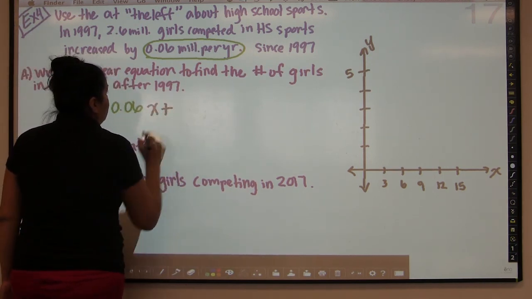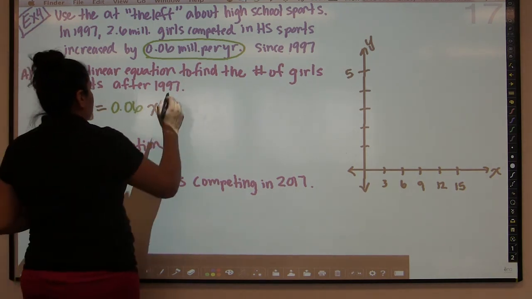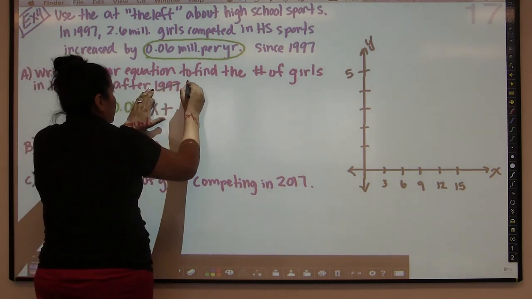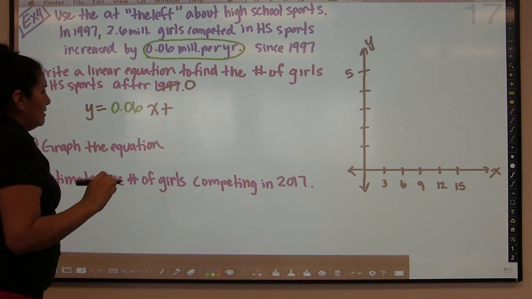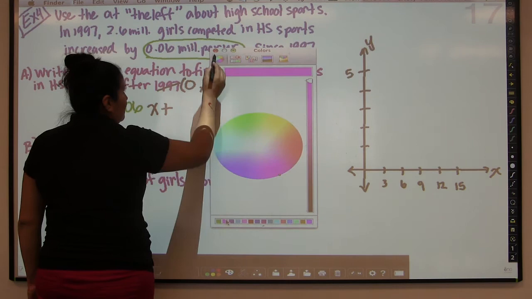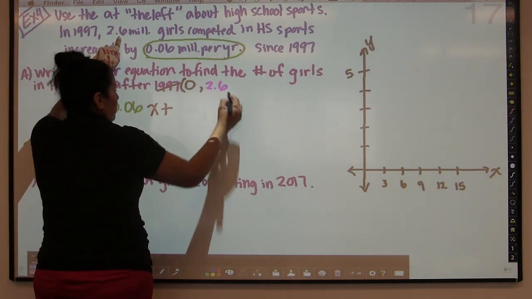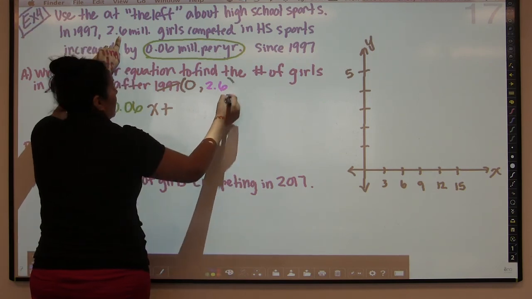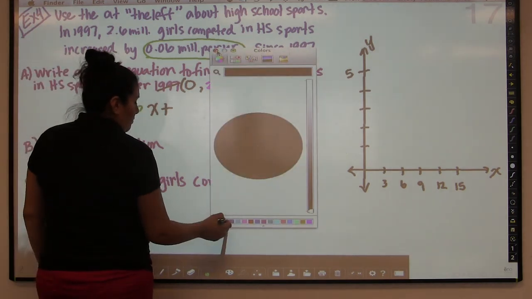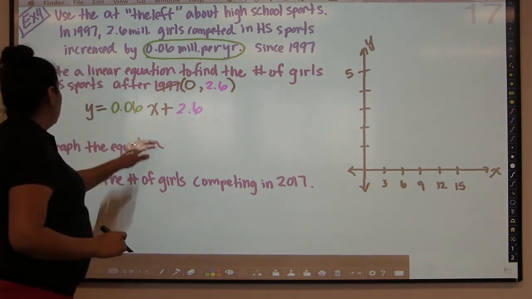x plus b. And b is the y-intercept, which means at time equal to 0. So we're going to assume, this is talking about after 1997, that 1997 is year 0. And so our y-intercept should be 0 comma something. And at year 0 in 1997, according to this information, 2.6 million girls competed in high school sports. So that makes that our y-intercept. So we're going to put plus 2.6. And just like that, you have your equation for part A.